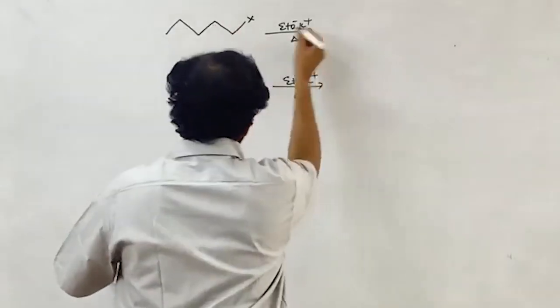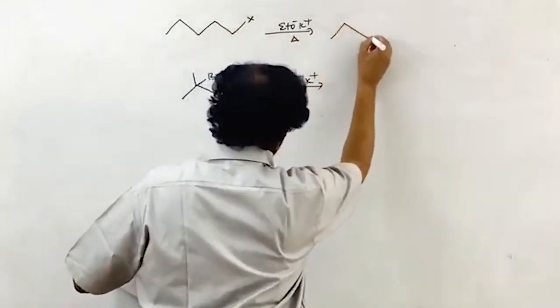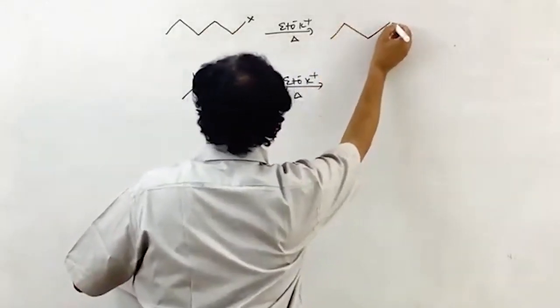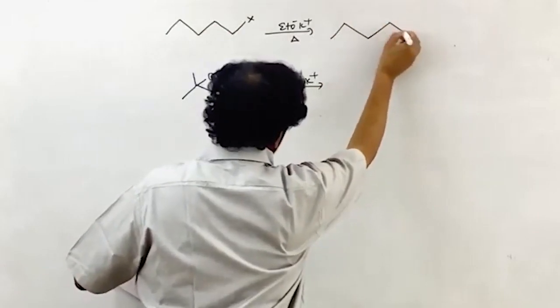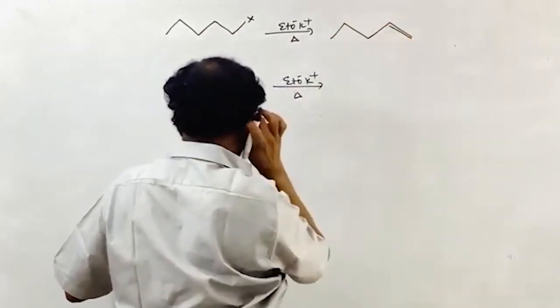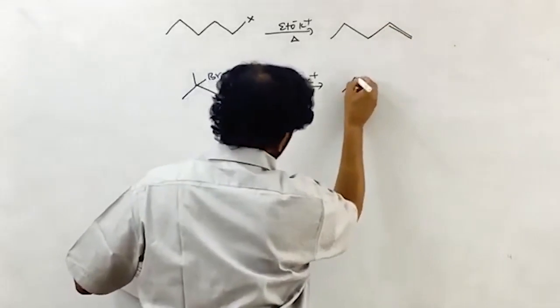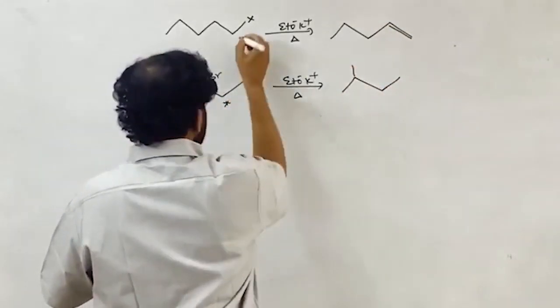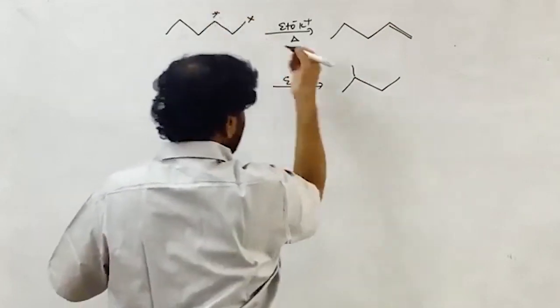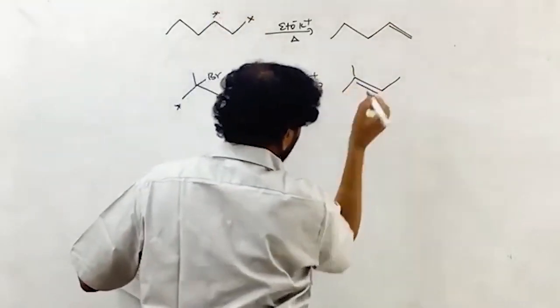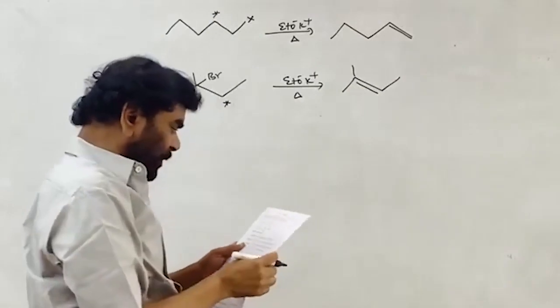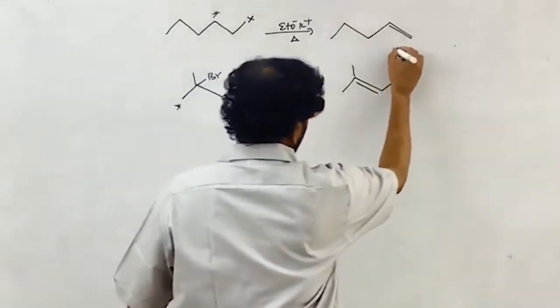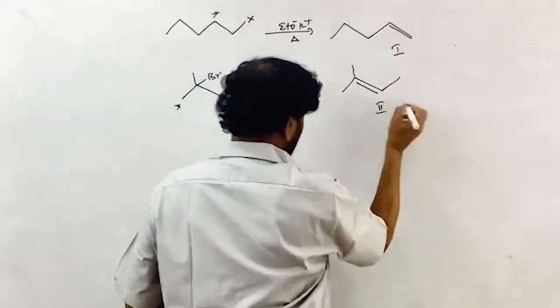So here, this is the 5 carbon system, and this is the product formed. According to Saytzeff's rule, this is the Saytzeff center and this is the Hofmann center; there is only the Saytzeff center, no Hofmann center, so the double bond should form. These should be the products of the reaction. This is product 1, this is product 2.